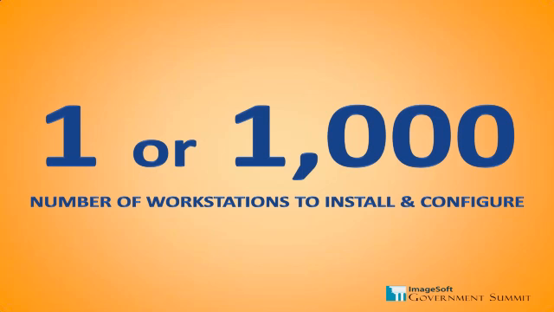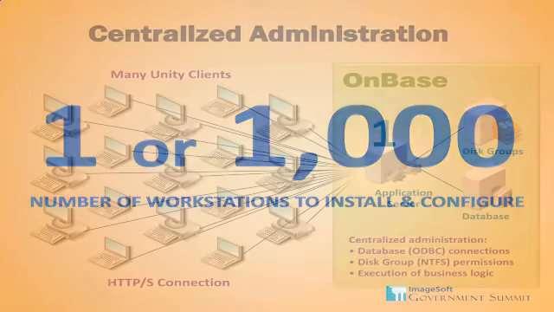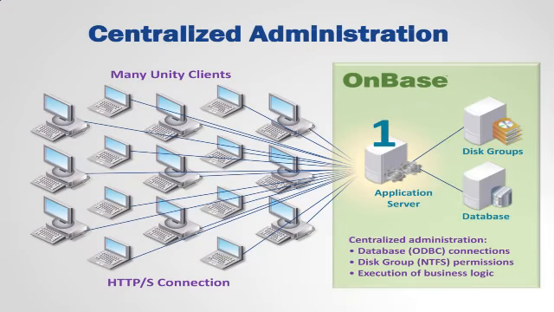All of the connection to the OnBase database, all of the NTFS permissions to the disk groups, and here's where we improve that performance, all of the execution of the business process logic is happening on that application server. Then all of our client machines simply connect in that secure HTTPS connection to the app server, which makes that connection to the database and disk group. And by its very nature, this concept of centralized administration means that it's just more secure.